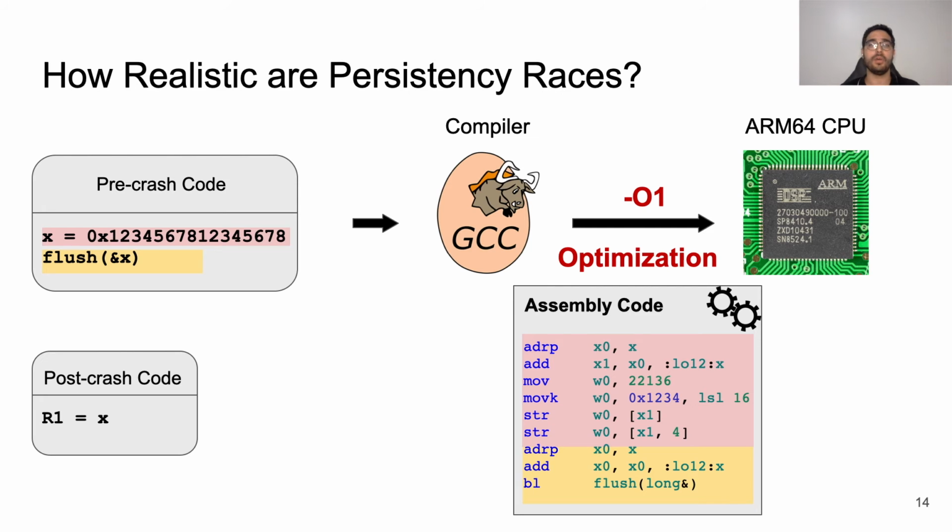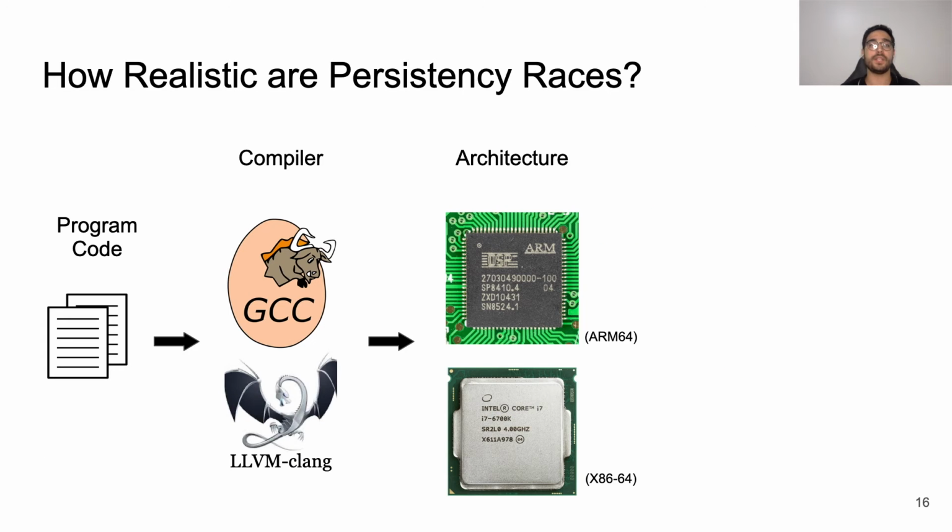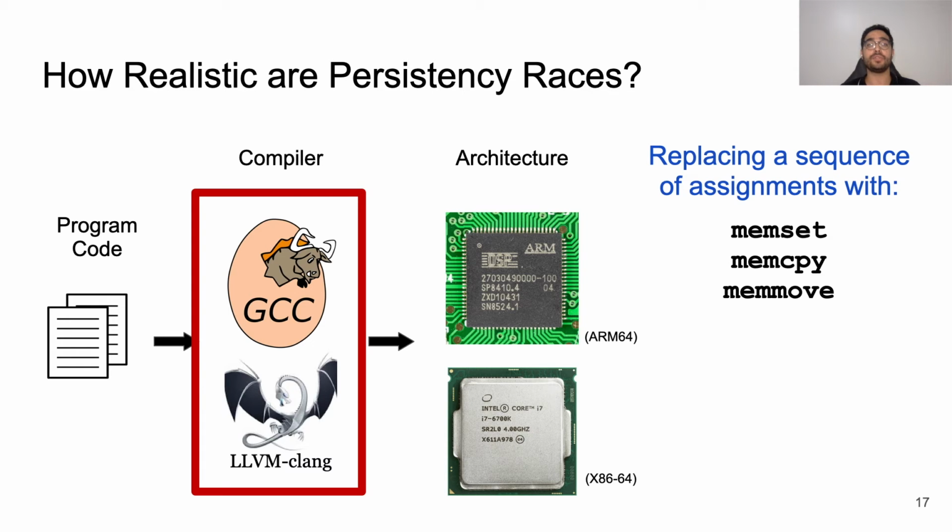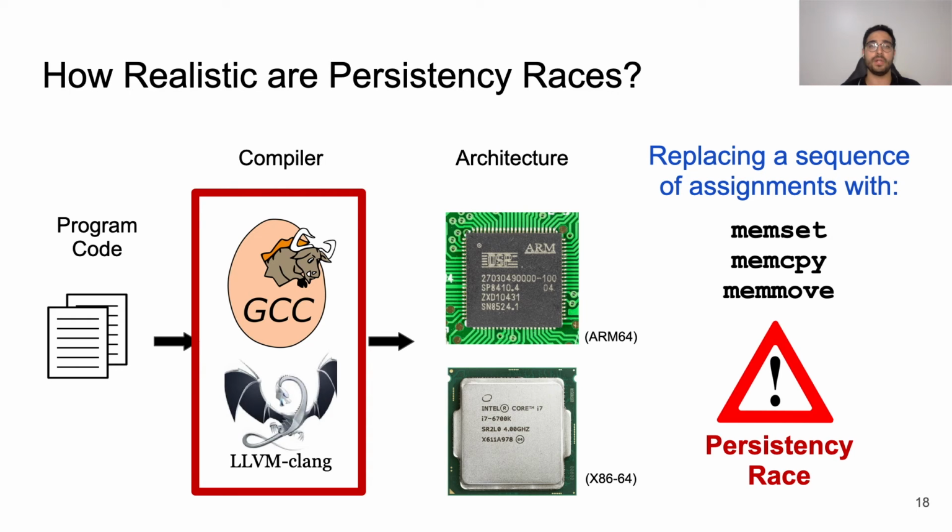In general, standard compiler optimizations can lead to persistency races. For example, if we compile this program with GCC, a compiler, with O1 optimization level under ARM64 architecture, a single write is split into 6 assembly instructions, and consequently, a poorly timed crash can cause a read of a partially persistent value for x. Another case of persistency race is a common optimization by both LLVM and GCC for both ARM and x86 platforms, where the compilers replace a sequence of assignments to contiguous fields with libc memory functions such as memset.